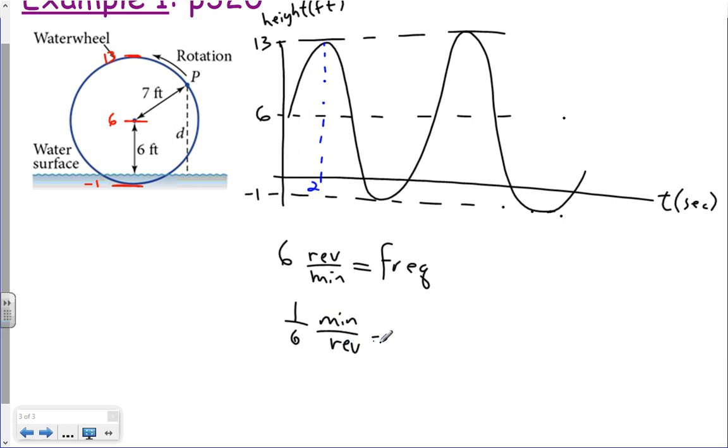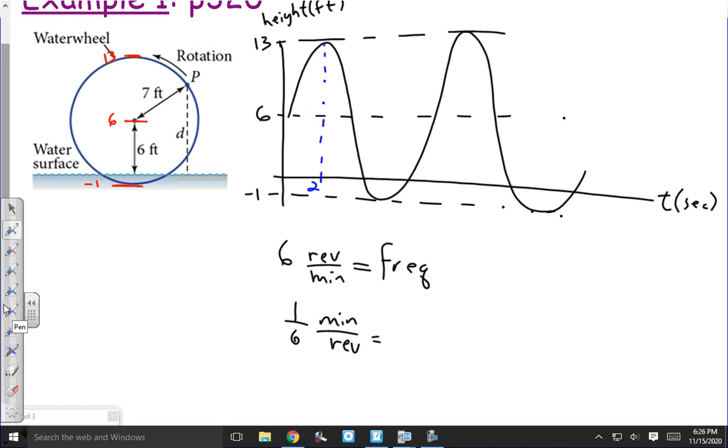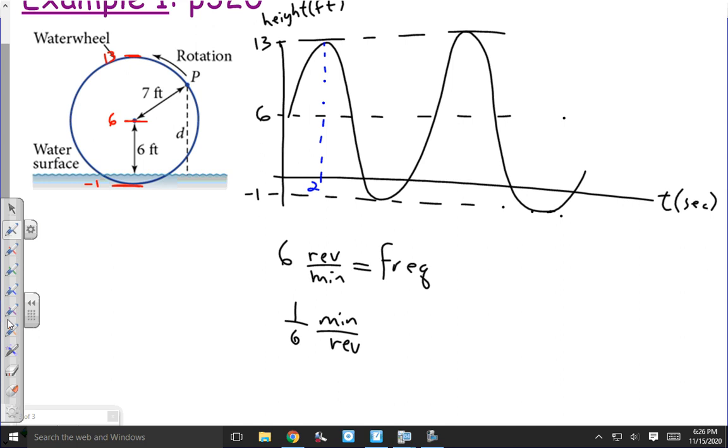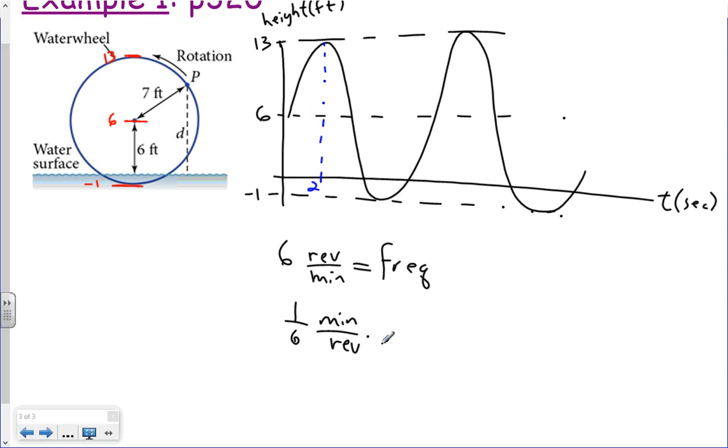Or if we want to convert that over to seconds, since our time axis there is in seconds, maybe we'll do that. So let me multiply that by 60 seconds per 1 minute. We'll just multiply by a clever form of 1 there to do that. So it's 60 over 6. That's 10 seconds per revolution, right? 10 seconds per revolution. That right there is the period.